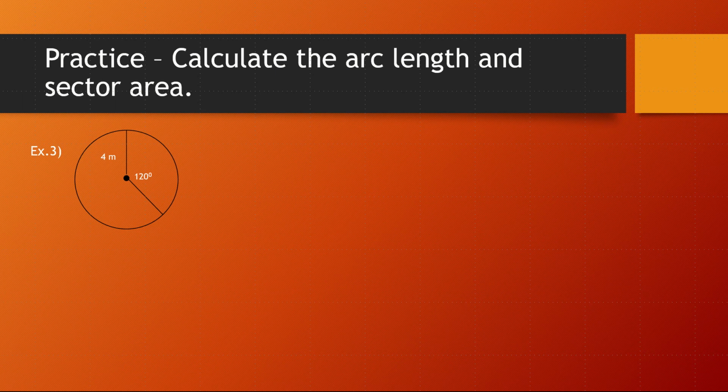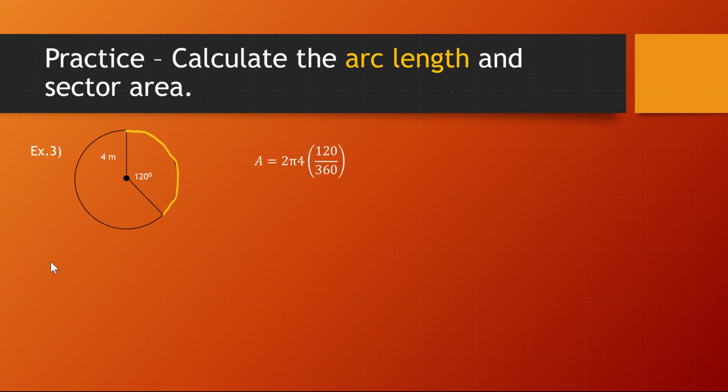Okay, everybody, welcome back. So let's calculate the arc length first. Remember, arc length is just going to be this distance right here, this proportion of the circumference, right? So in order to do that, we use our equation for arc length, which would be 2 pi r times theta over 360, given that r is 4 and theta is 120.